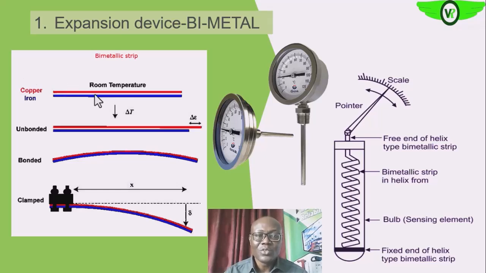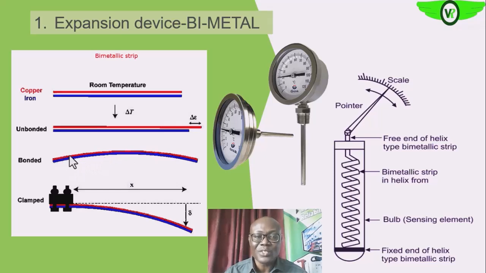As in this diagram, when they are separated and you subject them to the same amount of heat, delta T, one is capable of elongating or extending more than the other. But once they are joined in the middle, it is no longer possible for the metal on top, the red one, to extend more than the blue.